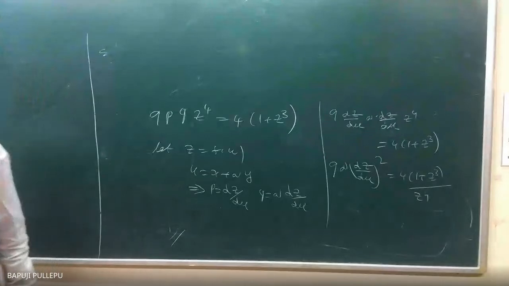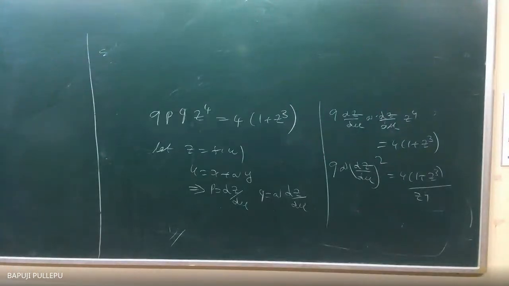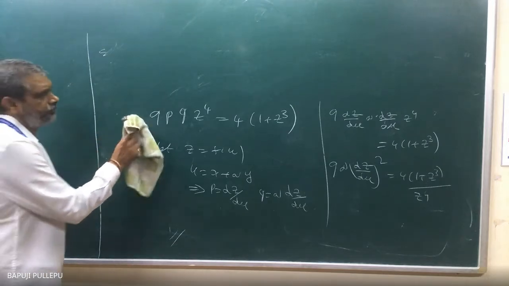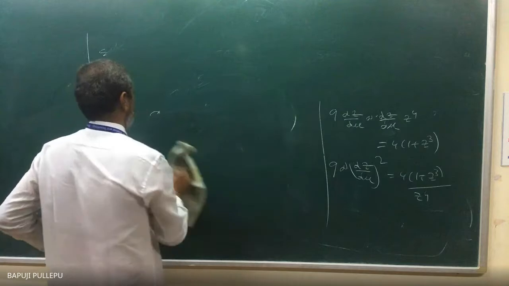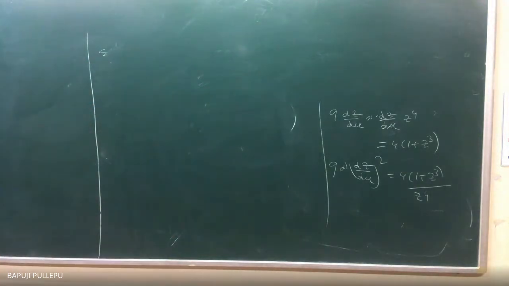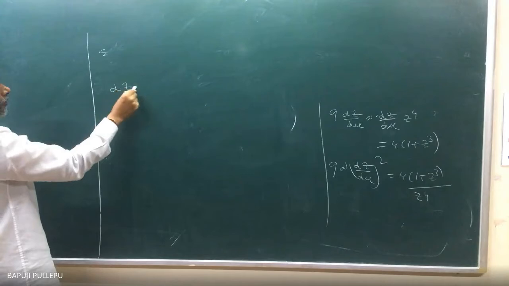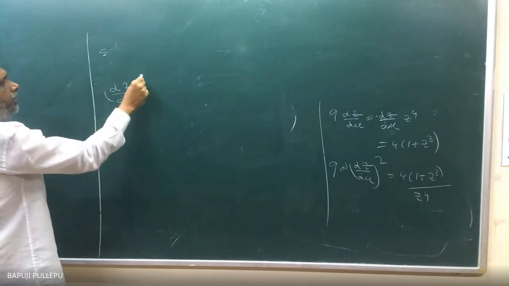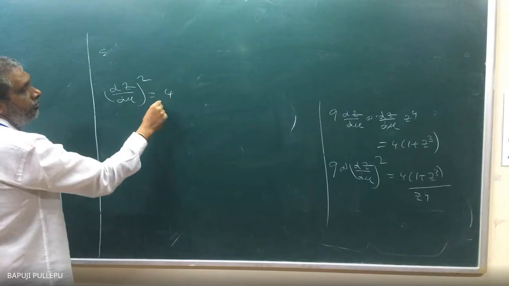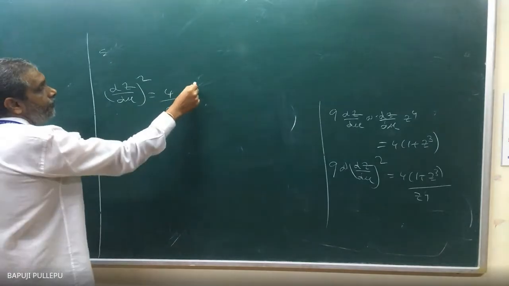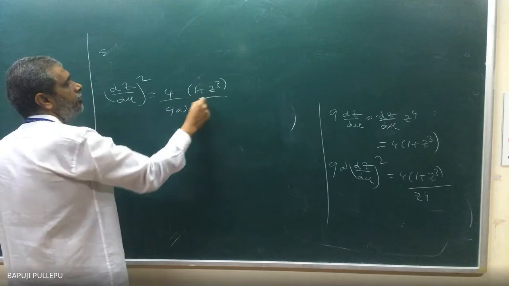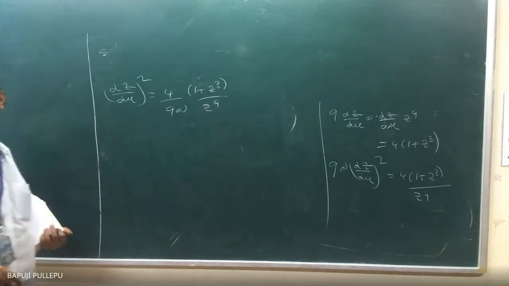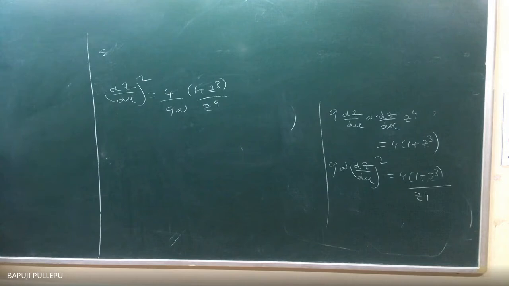Now what will you do? That square also you can remove by taking the square root on both sides. 9a also, if you want, you can take to that side. So dz by du whole square is equal to 4 by 9a into 1 plus z cube divided by z power 4. Am I correct? Yes. Take the square root on both sides.